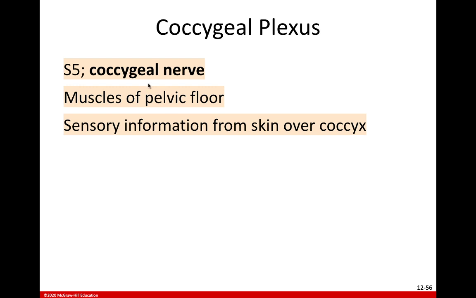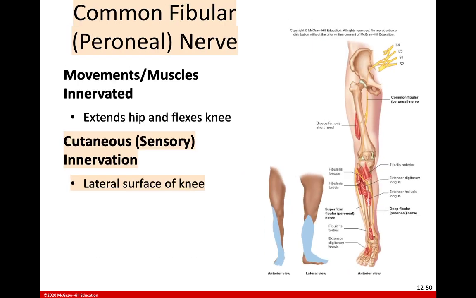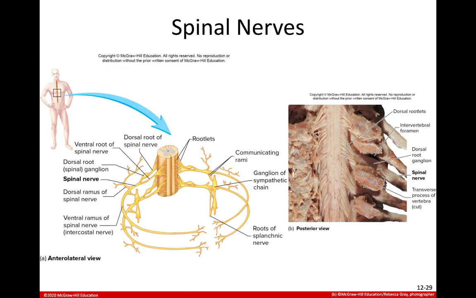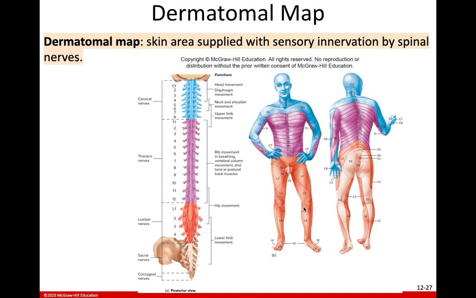Also, that coccygeal nerve, in addition to innervating the muscles of the pelvic floor, also helps to innervate the skin over the coccyx. And we already looked at that earlier in that dermatomal map. You had that one little bitty dot of red. And again, all this that we've talked about here, you can go back and look at that dermatomal map that I showed you earlier, okay?